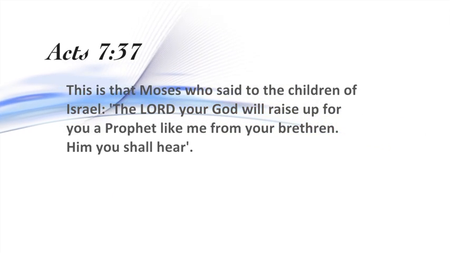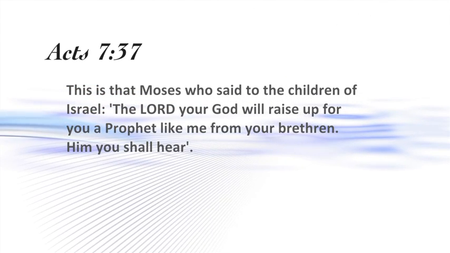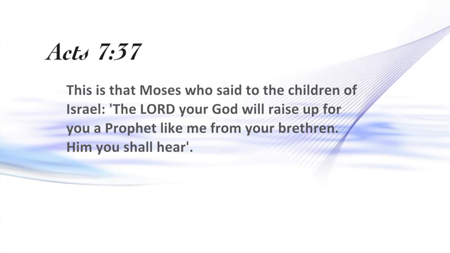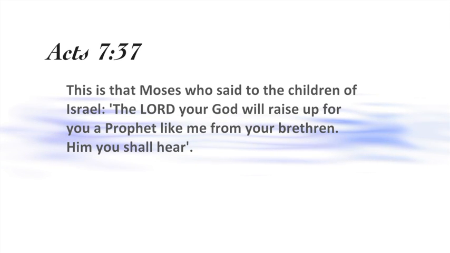As part of his case, Stephen uses Moses as a type of Christ. Acts 7:37 goes on to say, "This is that Moses who said to the children of Israel, 'The Lord your God will raise up for you a prophet like me from your brethren. Him shall you hear and obey.'" And so he is using Moses as a picture of what will happen with Christ: that as Moses was rejected by his brethren, so Christ was rejected by his brethren. It's in this light of Stephen's statement here that we should interpret his statements about Moses.